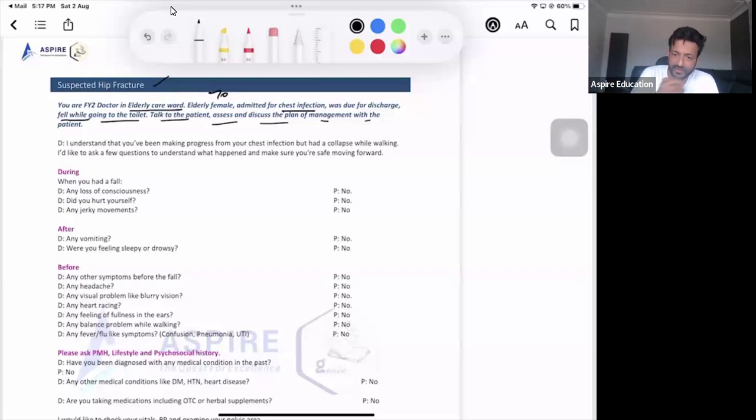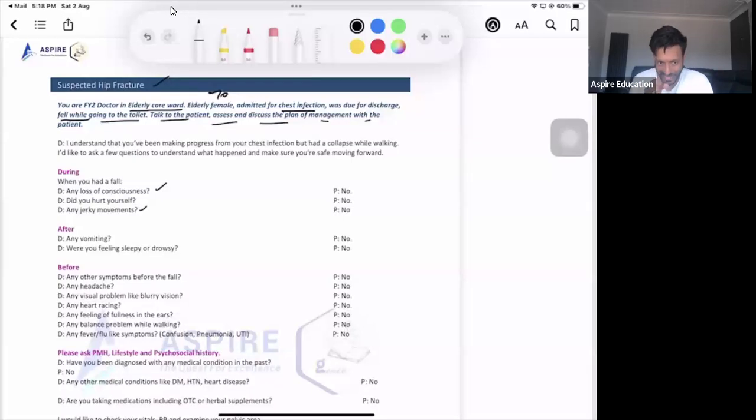So during, which question I ask whether the patient was having loss of consciousness or not. If yes, for how long? Then any jerky movement? If yes, you go in a bit more detail. You ask for any uprolling of the eyes, any tongue biting, any urine stool incontinence, you can ask. And if you hurt yourself, for example. After, any nausea, vomiting, if you are confused or sleepy or drowsy, do you know things what happened before or after the fall, right?